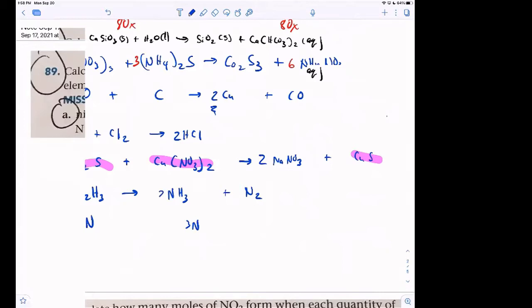Since these are 1 to 1 ratios, you multiply these by 2. And now when you multiply that by 2, you're going to have 4 nitrogens there, and you have 2 nitrogens there. So if you keep a 1 in front of the N2, you're going to have 2 nitrogens, and then it's balanced. So, your question?